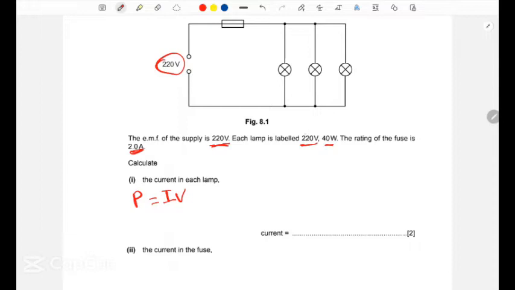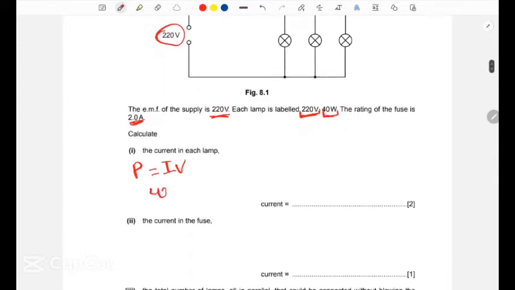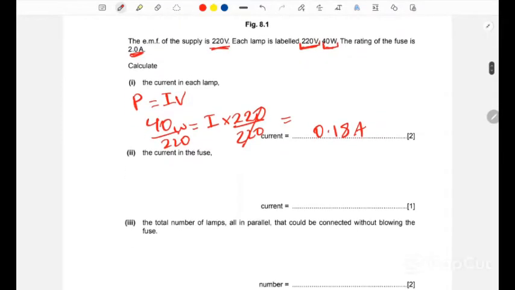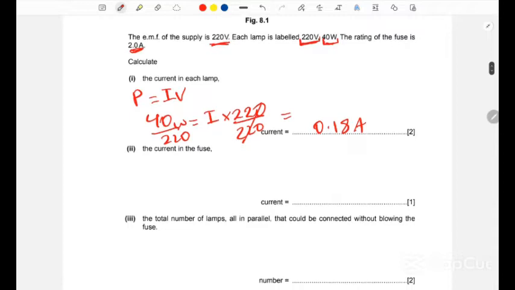So we know that each lamp is labeled 220 volts and 40 watts. So 40 watts is equal to I, which we don't know, times 220. We can just divide both sides by 220, and in that way we would get the current to be 0.18 amps. Part 2. Calculate the current in the fuse.